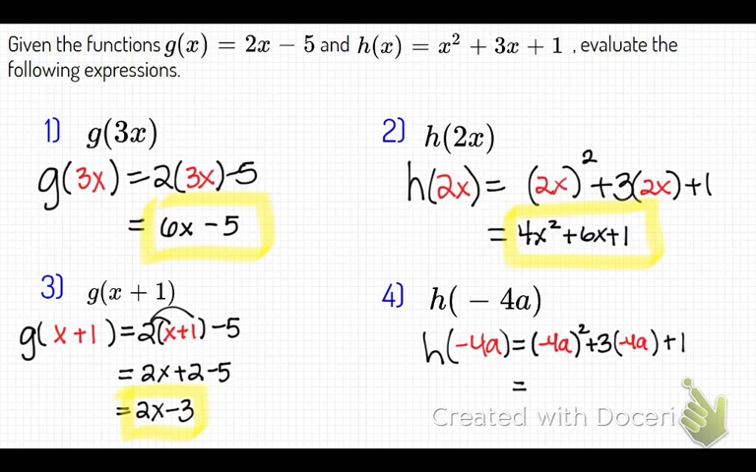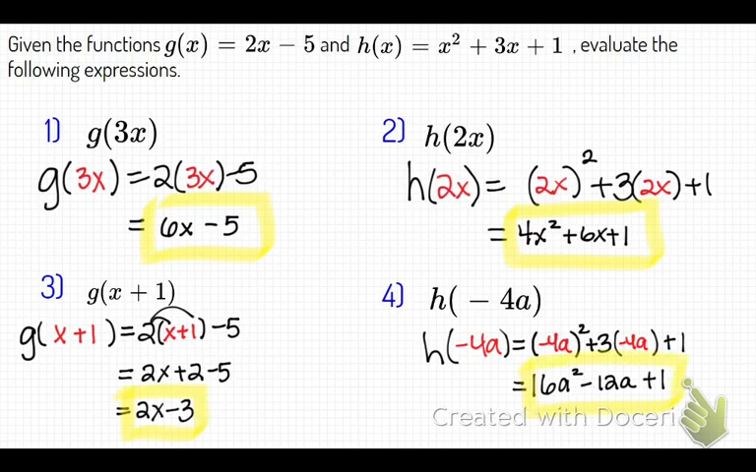8a squared? Oh, no, 16. Okay. Right? It's okay. 16a squared plus negative 12a or minus 12a. Okay. Plus 1. Perfect. Do we agree with her? I think so. Okay, how come on 2 and 4 I left the answer like that and I didn't factor or solve it?